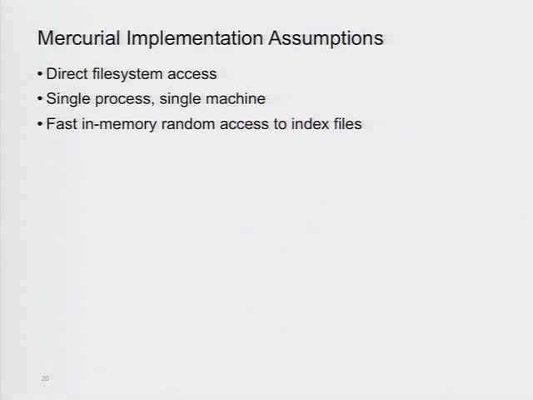So it's mostly just this DAG walking that I'll get to. But Mercurial makes a lot of assumptions that don't work for us. For instance, a single process is running on a single machine. It can access the file system directly, a single hard drive holding the Mercurial repository. It can lock it. It can load all of the index files that it needs into memory and do fast random access on them. Most of these assumptions don't work for us at all at Google.